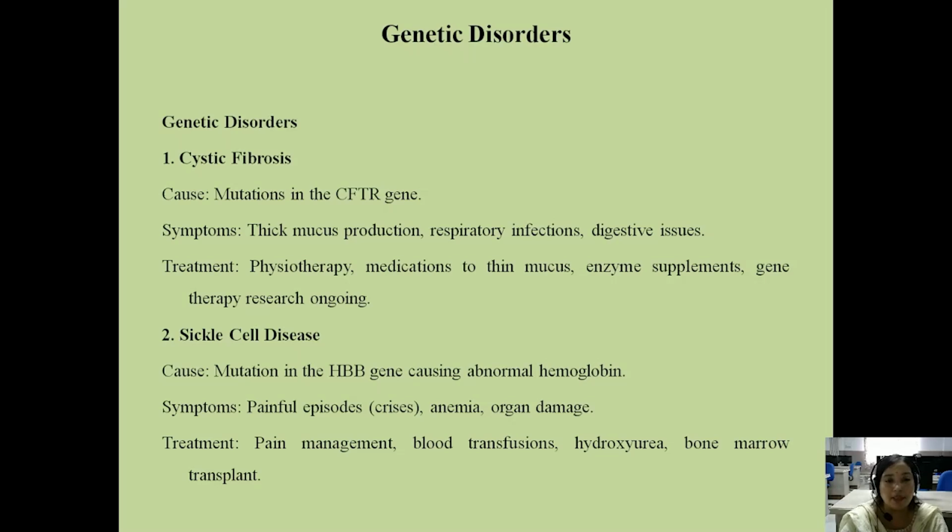Sickle cell disease is caused by a mutation in the HBB gene, causing abnormal hemoglobin. Symptoms are painful episodes, crisis, anemia, and organ damage. Treatment is pain management, blood transfusion, hydroxyurea, and bone marrow transplant.